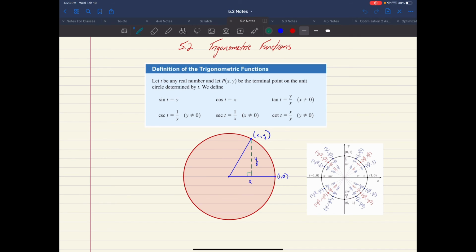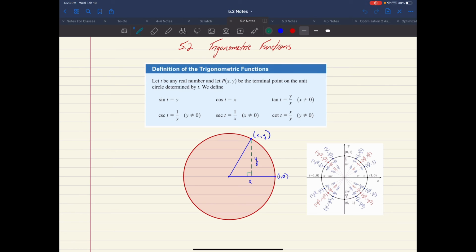So sine of t is your y coordinate. Cosine of t is your x coordinate. Tangent of t is y divided by x. Cosecant of t is 1 over y. Secant of t is 1 over x, and cotangent of t is x over y.